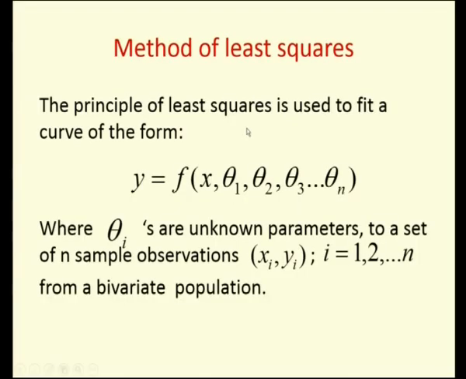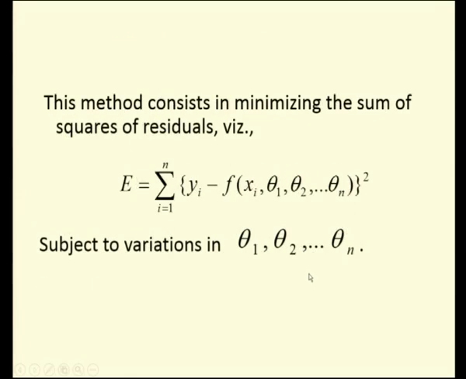The principle of least squares is used to fit a curve of the form y is equal to f of x, theta 1, theta 2, etc. up to theta n, where theta i are unknown parameters, to a set of n sample observations xi, yi, i is equal to 1, 2, 3, etc. up to n, from a bivariate population. This method consists in minimizing the sum of squares of residuals, that is E is equal to summation yi minus f of xi, theta 1, theta 2, etc. up to theta n, the whole squared, subject to the variations in theta 1, theta 2, etc. up to theta n.